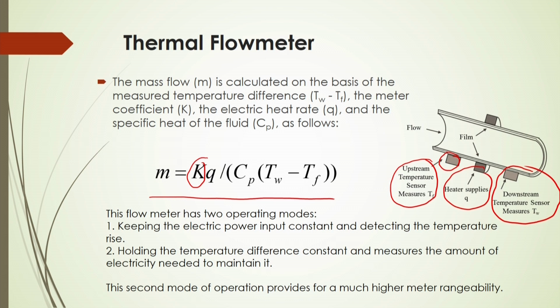This provides a much higher meter rangeability in this case, because you are just regulating the heat energy supplied, not the temperature difference. Temperature difference regulation is very tough in this case, because you have to input the temperature to the temperature controller, and it sometimes will be erroneous. So, it is better to keep the temperature difference constant, and just maintain that constant amount of electricity supplied.